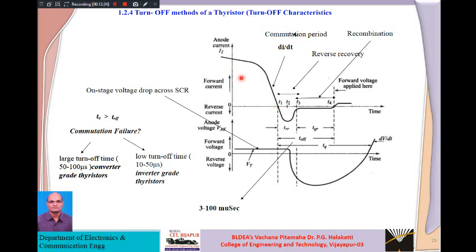Before we begin the explanation, we'll assume that our SCR is already in the on state. We'll start explaining these things by assuming that your thyristor or SCR is in the on state. So two curves are there. The first curve is related with the anode current here.